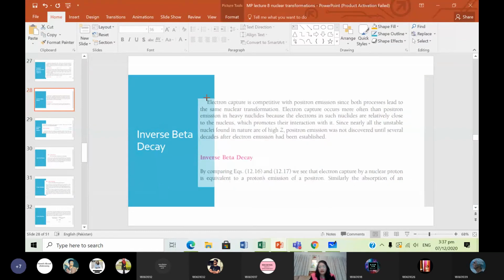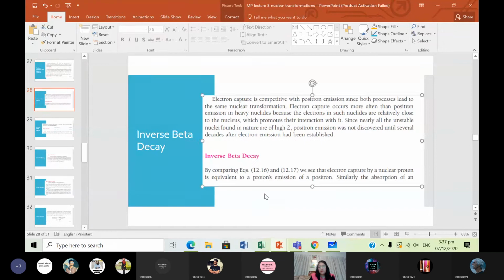Why? Because in heavy nuclides, which have more nucleons, electrons are relatively closer to the nucleus, and because of that, they will interact more with the nucleus. So electron capture occurs more often than positron emission. So nearly all the unstable nuclei found in nature are found with, that's not important.